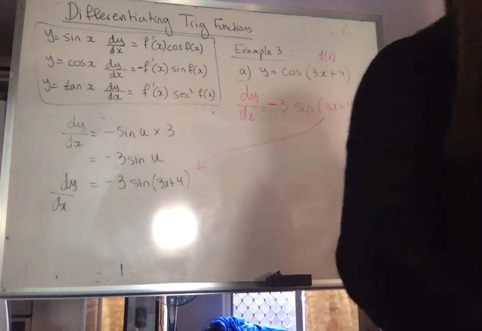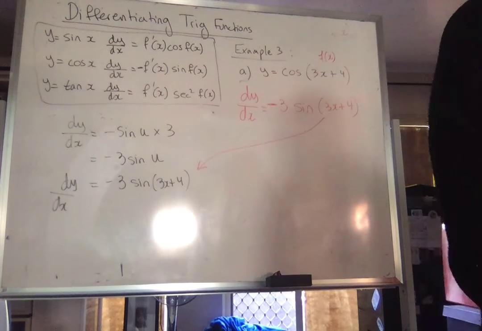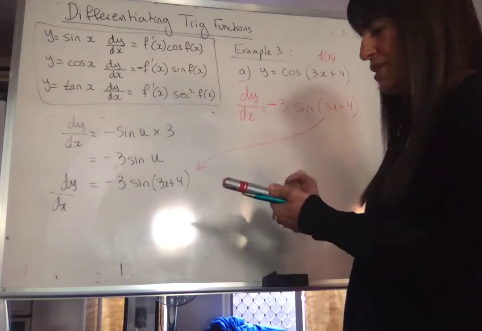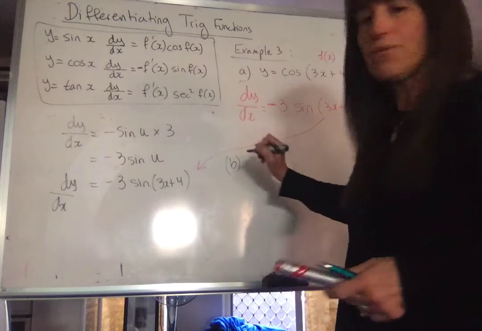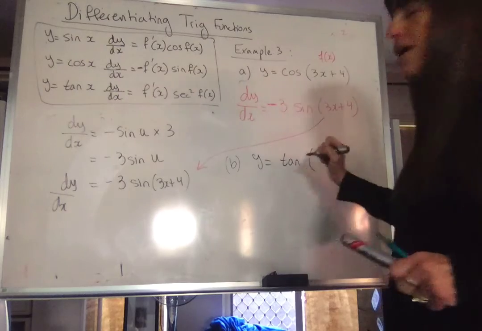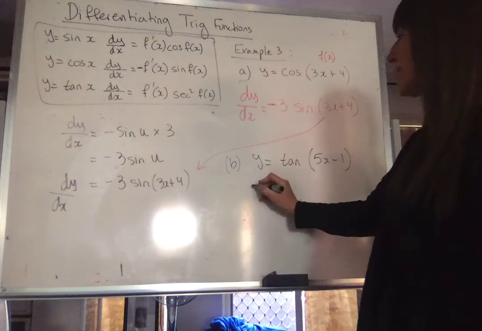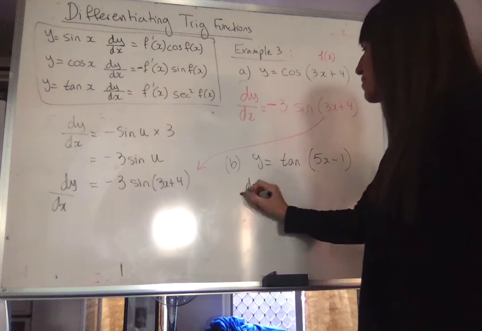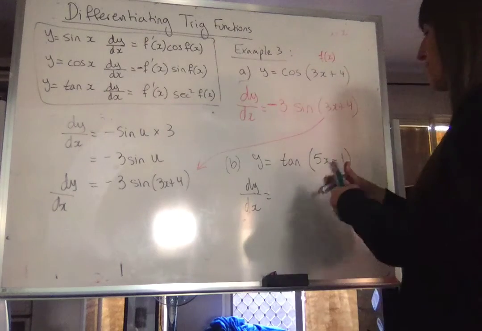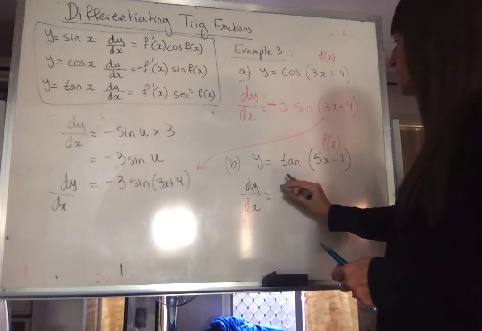I think you can do B and C, or I might just quickly do B using this method instead of the chain rule. So for B, the question says differentiate y equals tan bracket 5x minus 1. Same idea applies. dy dx is equal to, back to your reference sheet, this is my f of x here. So I need to find the derivative of that, which is 5.